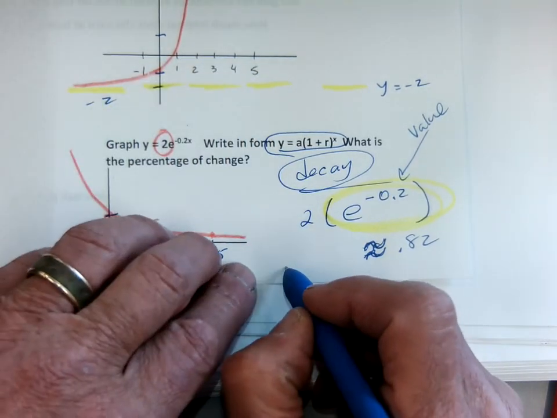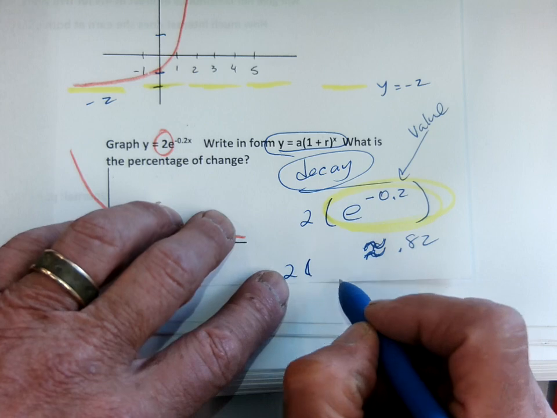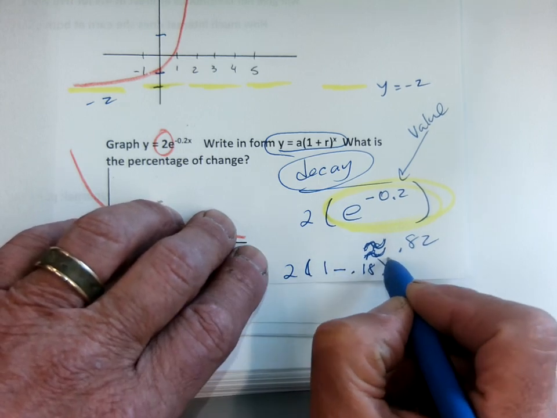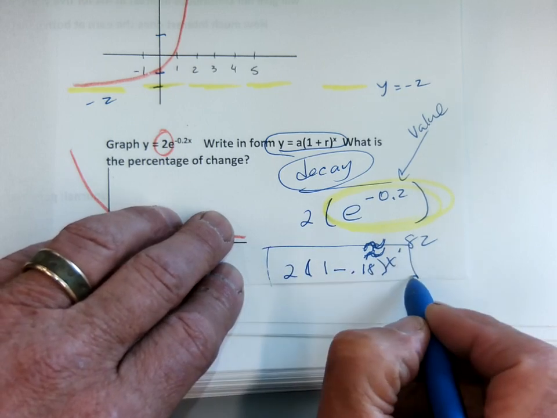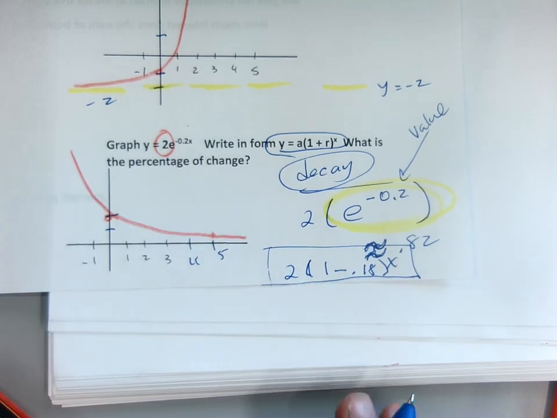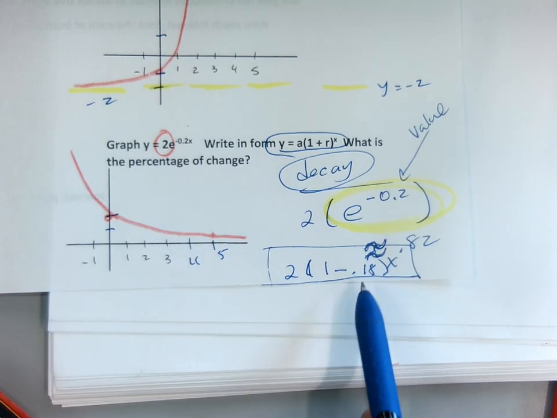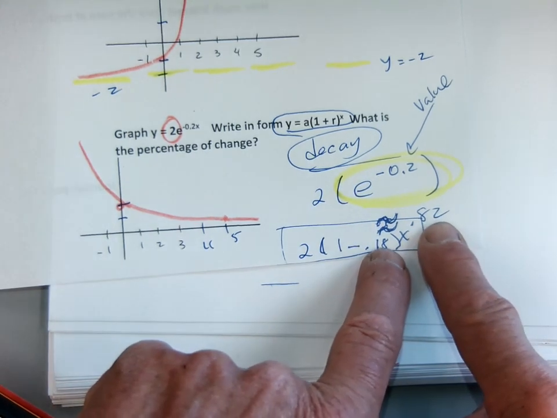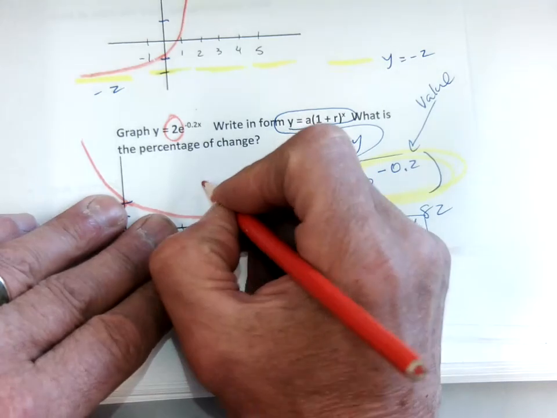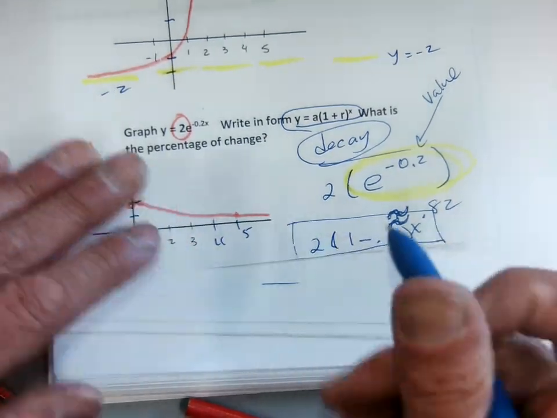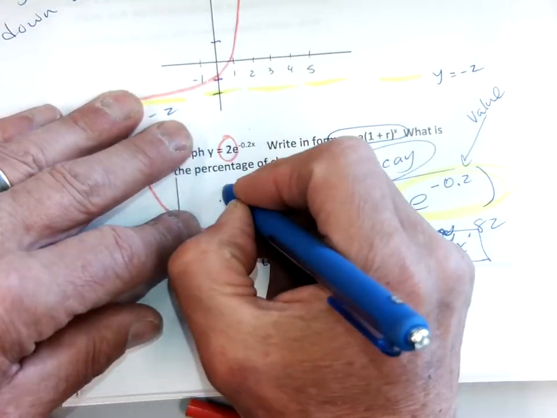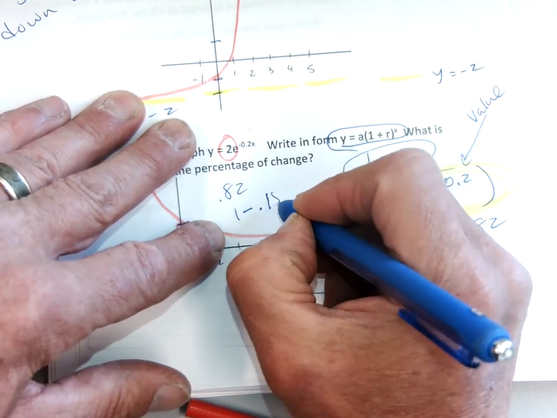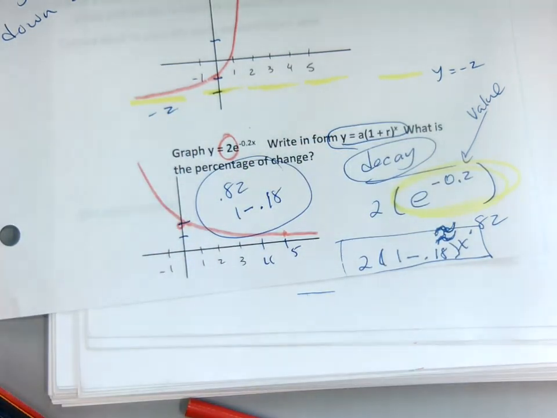So I'm going to rewrite this as 2 times 1 minus 0.18 to the x power. Now, okay, where did 0.18 come from? Where did this number come from? Well, to make 0.82, here, I'll squeeze it over here. 0.82 is the same thing as 1 minus 0.18. These two numbers are the same. Do you agree with that?